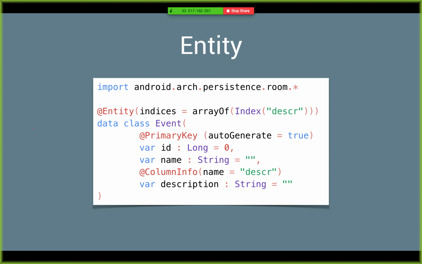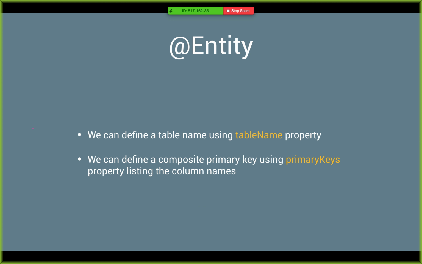The Entity annotation has indices, which is an array of indexes that you can define in your entity. Very simple. You can define the table name using the tableName property in the Entity annotation, and you can use the primaryKeys property to define a composite primary key. If you have two columns, you can define a primary key with these two columns using this property, primaryKeys.